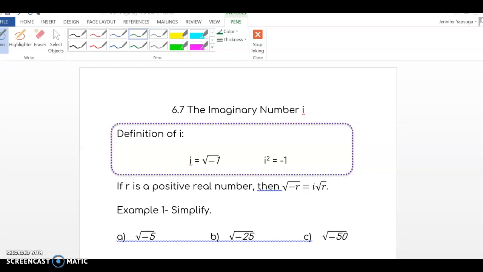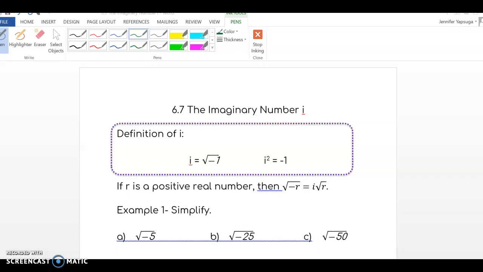And so we are going to take a look at this idea and see how we can incorporate it into solving different problems involving radicals. So I put in these guided notes in this purple rectangle the very definition of i. So i is equal to the square root of negative 1. And then if you were to square i, so i squared, would give you an answer of negative 1.